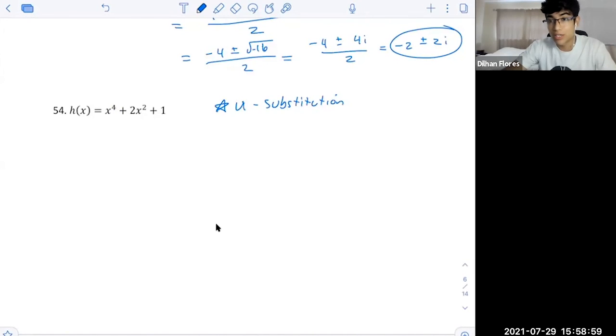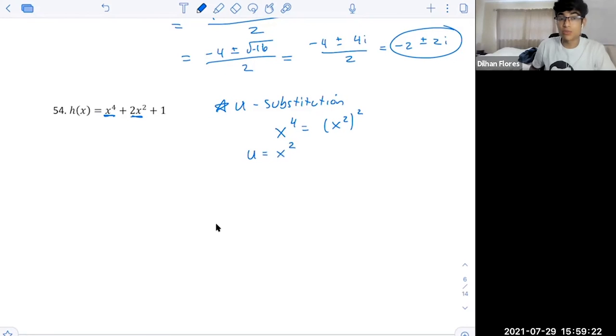This is where we're going to use a strategy called u substitution. The issue is that we have x to the 4 instead of x to the 2. So why don't we just make x squared equal to u, right? Because x squared squared is x to the 4. So if we just make x squared equal to u and plug that in, now all of a sudden we don't have x to the 4, we have u squared.